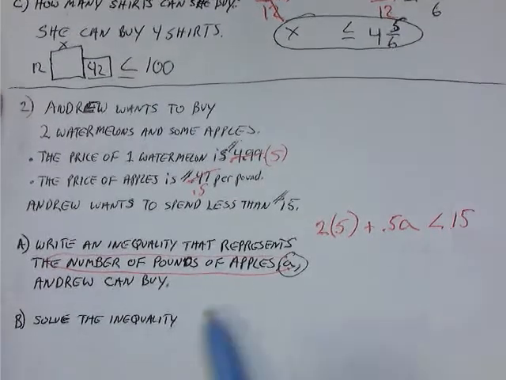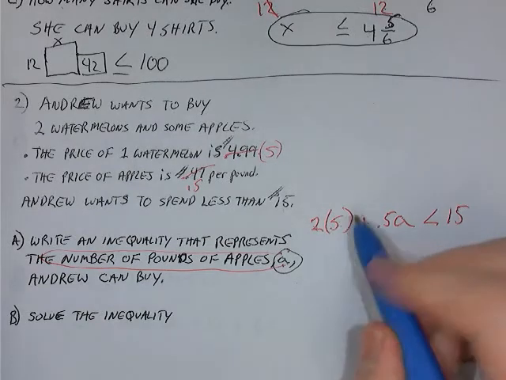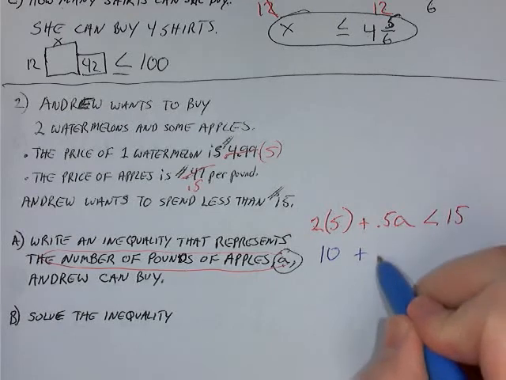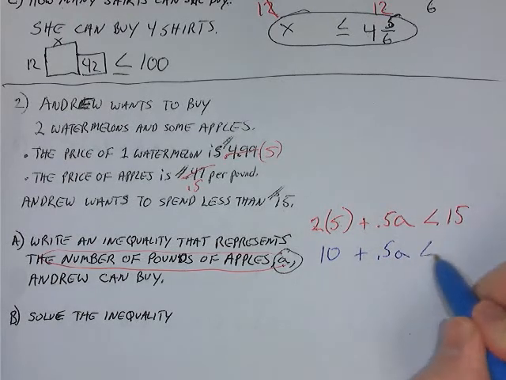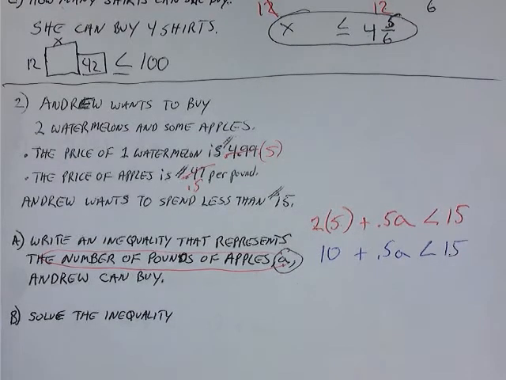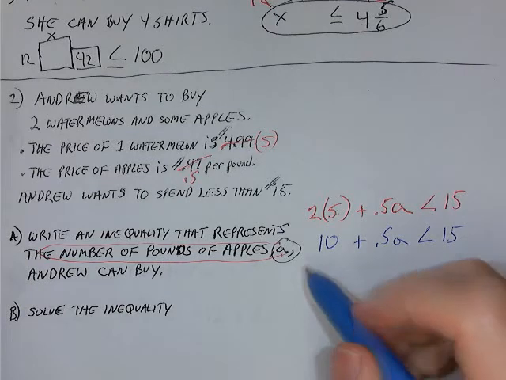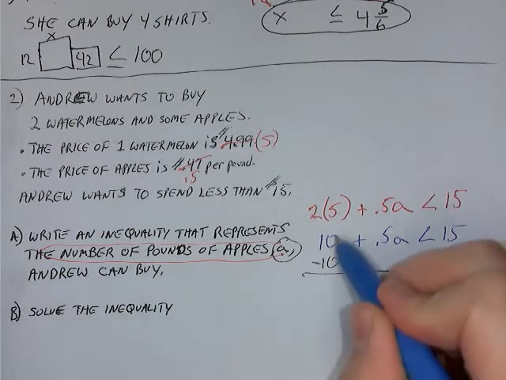Next, we need to solve the inequality. So let's see. Well, let me just simplify. 2 times 5, that's 10. I'll bring the rest down. You can make this 0.50 if you want, but let's try and make it easier. All right, next step is to subtract 10. Bring the rest down.